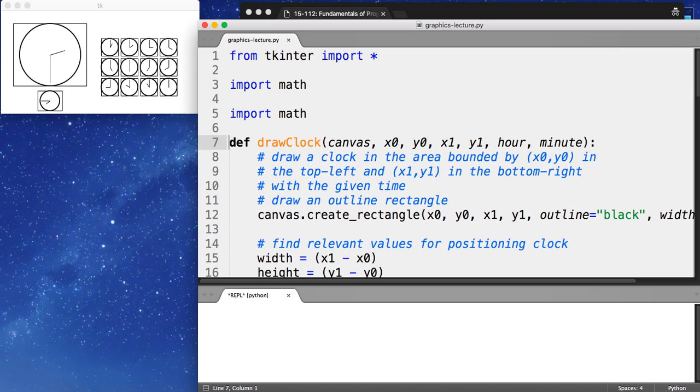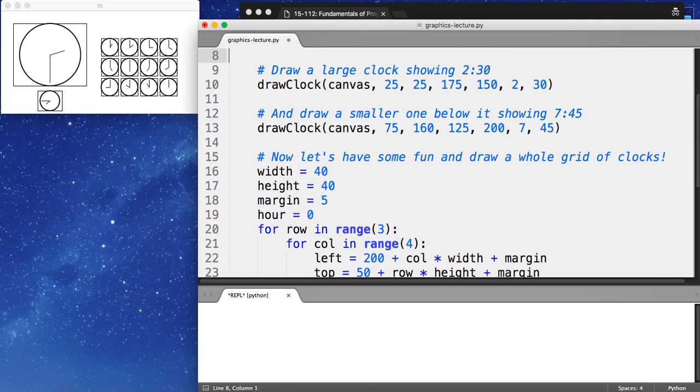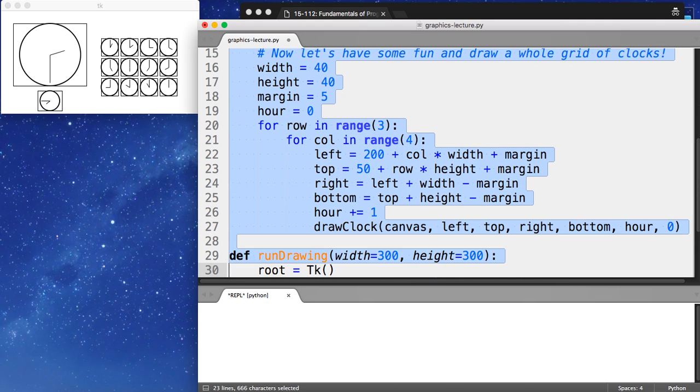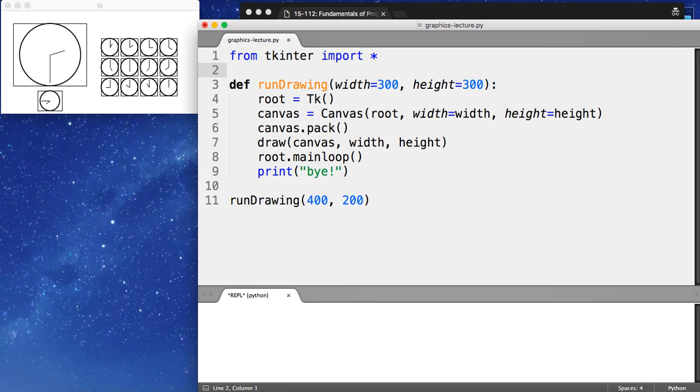And the way to know you can reproduce it is to do the following. Take this code, delete it, and then reproduce it from scratch. And if you can do that, you are certainly ready for this week. And if you cannot, you should practice right now until you can.